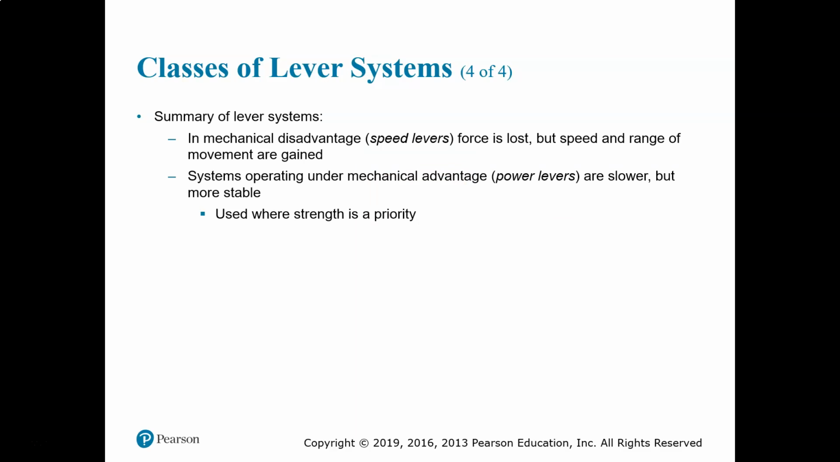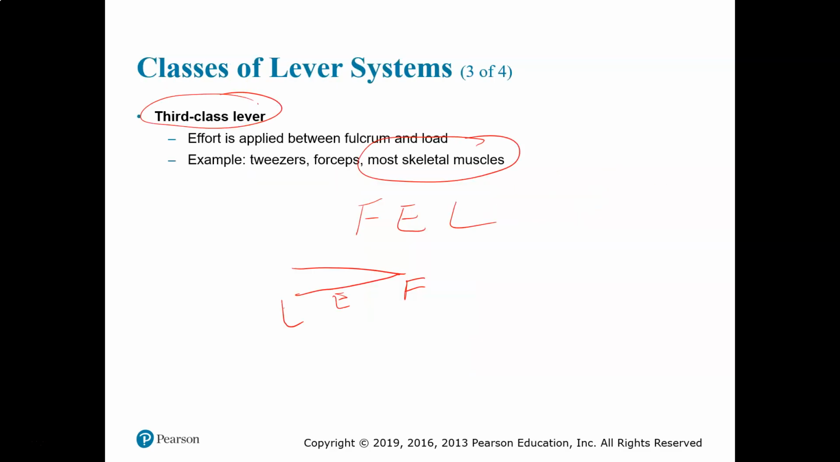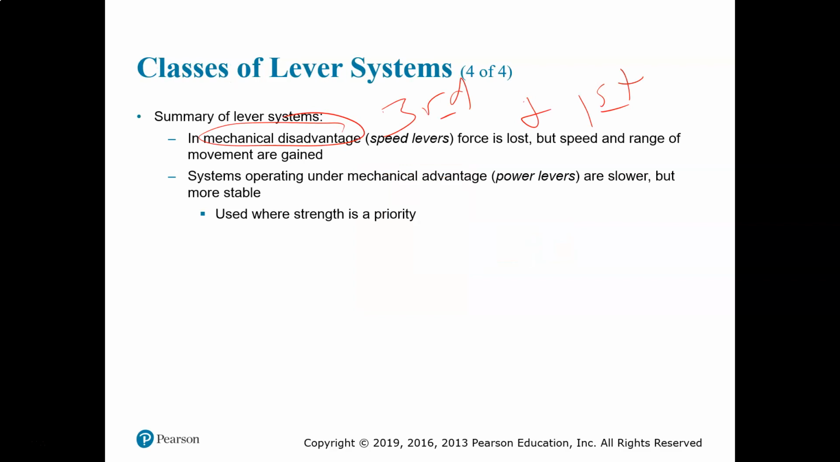All right, so in summary, the speed levers have a mechanical disadvantage in power, but they're faster. A third class lever is a good example. A first class lever can be either one. Some first class levers have a mechanical disadvantage and some have a mechanical advantage. Remember, it has to do with the distance between the fulcrum and the effort. If that distance is long, then you're going to have a mechanical advantage. But if it is short, then you'll have a mechanical disadvantage.